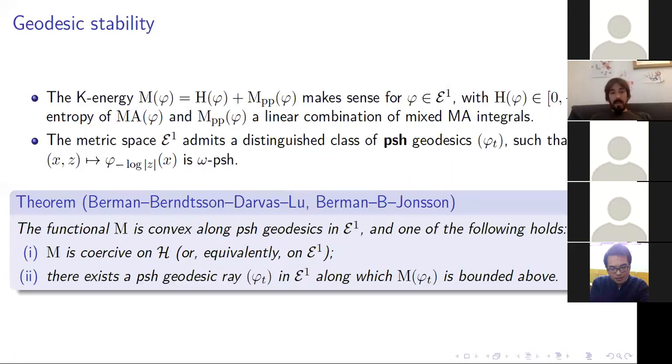So if M of phi t grows along any geodesic ray, then you say that geodesic stability is realized. Now you have a reformulation of the Chen and Cheng result, which is that a cscK metric exists if and only if geodesic stability is satisfied. And the next step is that you want to relate geodesic stability to K stability. So you want to relate geodesic rays to test configurations and the completion of that, which is the space E1 and A.